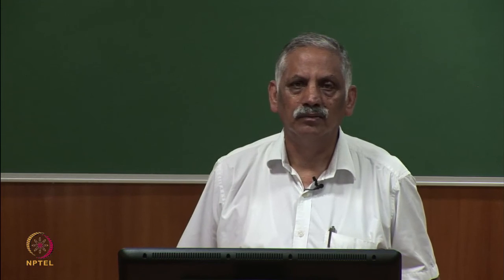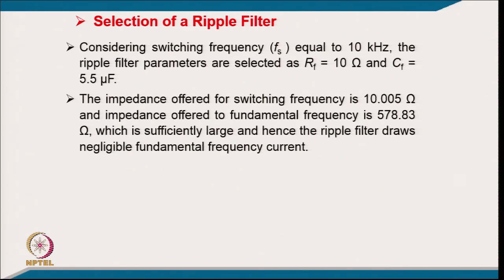I mean that is more important in this case. So, selection of a ripple filter: we already talked about 10 kilohertz in the design, and the ripple filter may be 10 ohm resistance and capacitance of 5.5 microfarad. The impedance offered at the switching frequency is around 10 ohm, and the impedance corresponding to the fundamental frequency is 578.83 ohm, which is sufficiently large. Hence the ripple filter draws negligible fundamental frequency current, and that is the reason the losses are also negligible in the ripple filter.